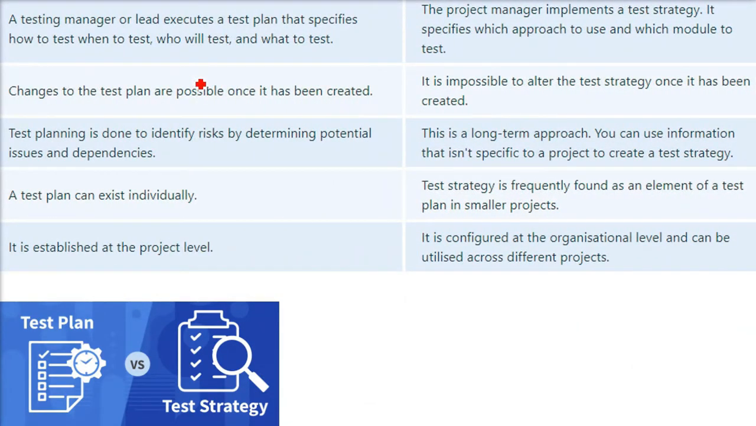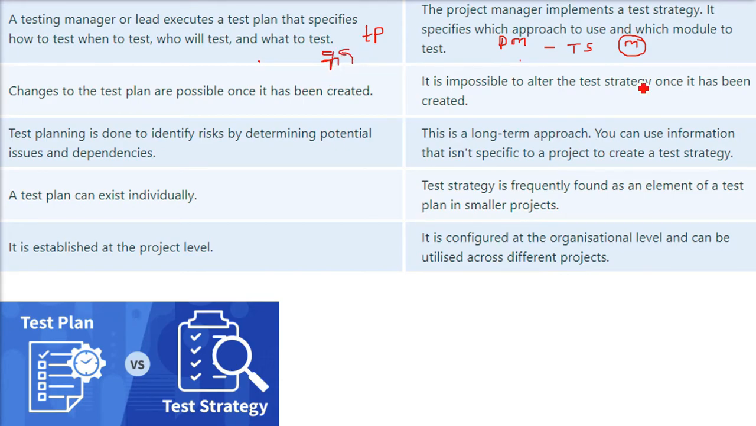Now, the testing manager. So we are talking about test plan and test strategy. So test strategy, the project manager implements a test strategy, or you can say that the managerial level person does this. So it specifies which approach to use and which module to be tested. They can also prioritize it. While in the test plan, a testing manager or the lead executes a test plan that specifies how to test, when to test, who is going to test, and what to test.